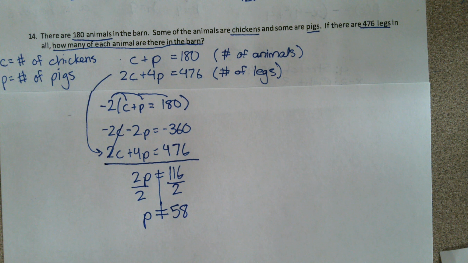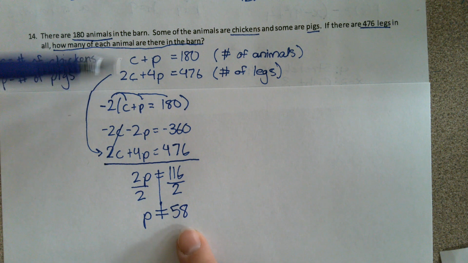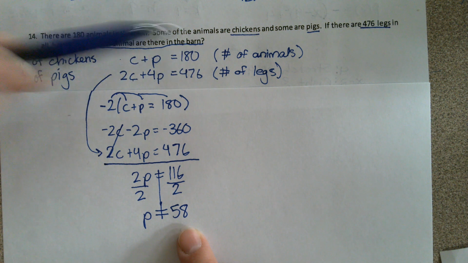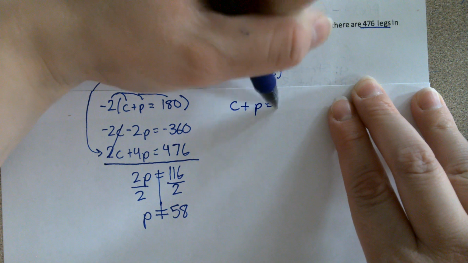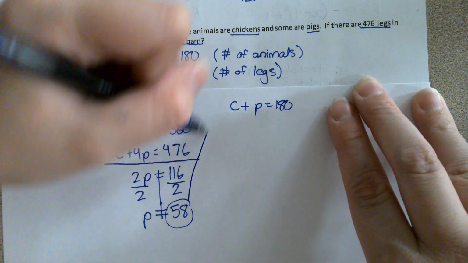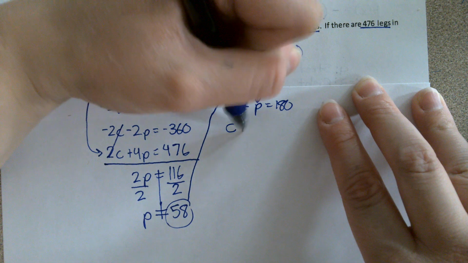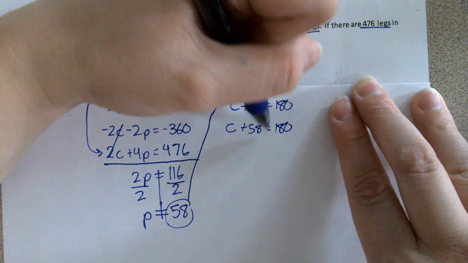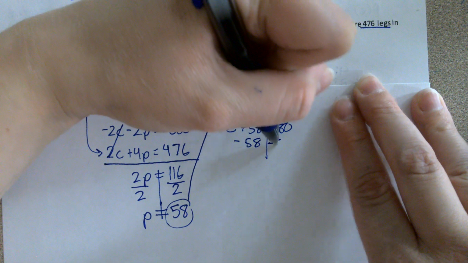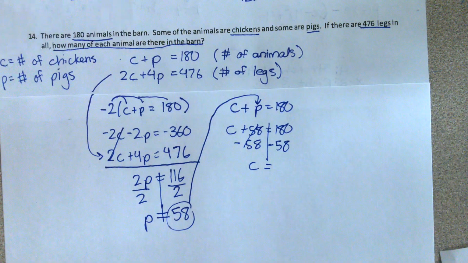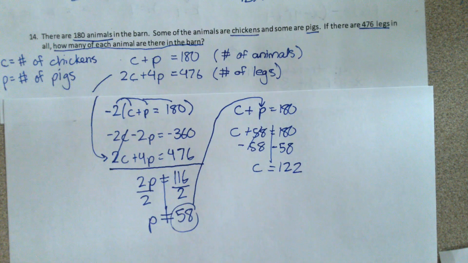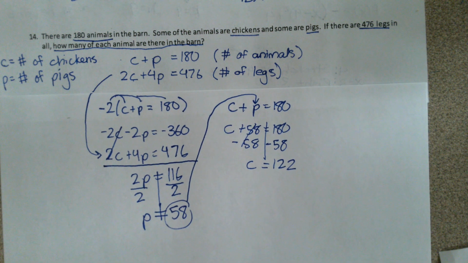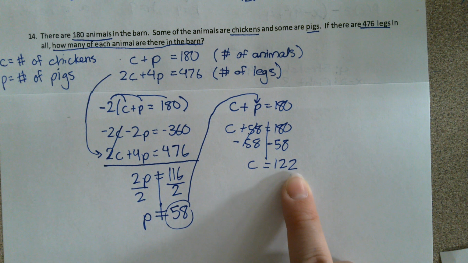Now let's figure out how many chickens there are. So you can plug the P value of 58 into either equation. I'm going to go back to the originals, not the ones I've changed. I would go with the top equation here, less going on. So we have C plus P equals 180. So I'm taking that P value and plugging it in right here. So now I have C plus 58 equals 180. And all I have to do is subtract 58 from both sides. C equals 122. So if my math is correct here, I have 58 pigs and 122 chickens.